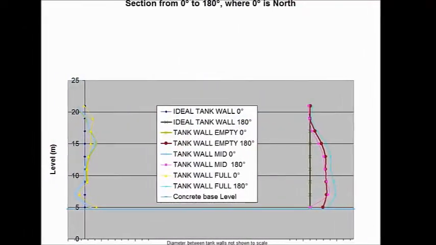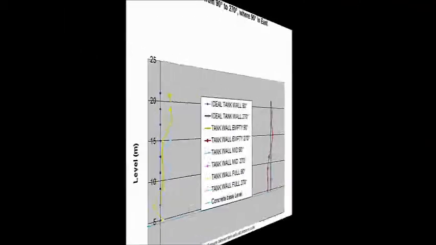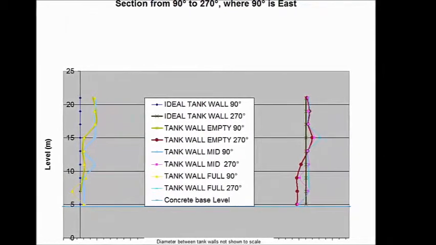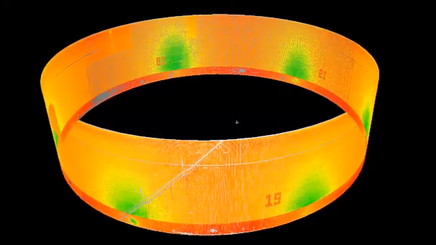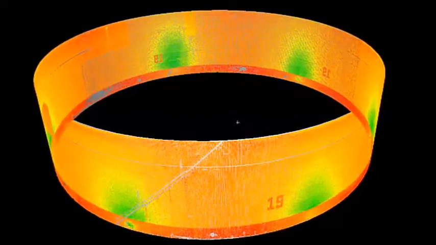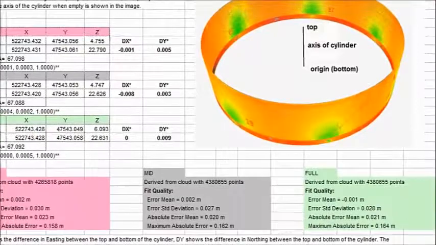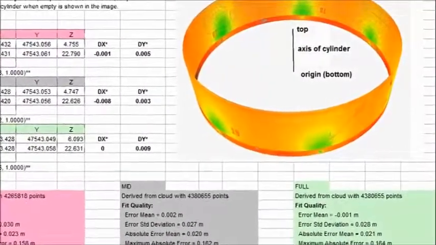These graphs show the variation in verticality throughout the tank wall's height. We create a section from 0 to 180 degrees and also at 90 to 270 degrees. This allows us to report the vertical angle north-south and east-west. Laser scanning allows us to use the millions of points surveyed on the tank wall, which we can best fit a cylinder through. The axis of the cylinder indicates the overall tank verticality.